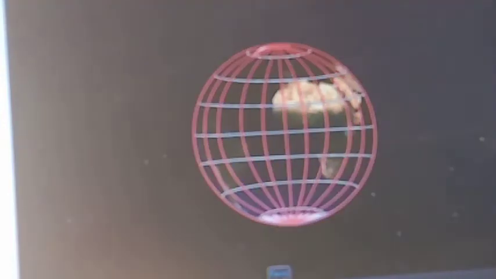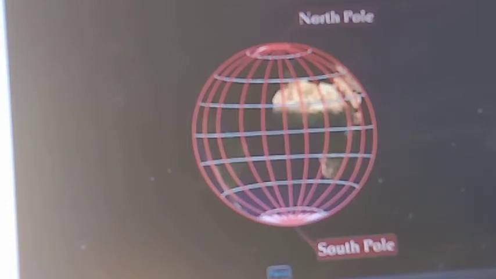Now answer this. Which continents are spread in all the four hemispheres? Very correct. The continent of Africa is spread in all the four hemispheres. Now, observe carefully and answer this. On which two parallels do all the meridians converge? Correct. All the meridians converge on the north and the south pole.